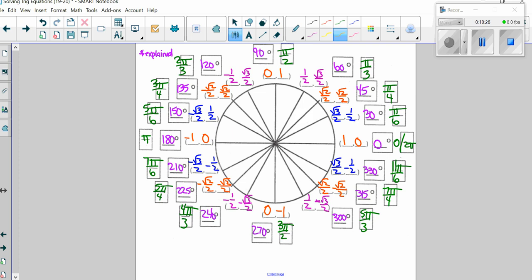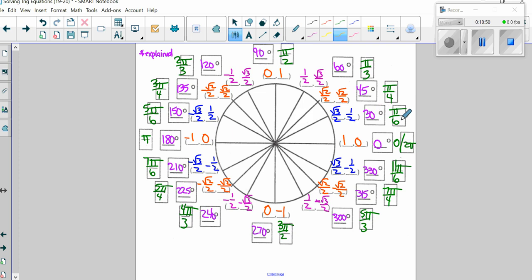Remember that when we look at radians, all the way around the circle is 2 pi, so half of that is pi, half of that's pi over 2, and then we can count and go 1 pi over 2, 2 pi over 2, 3 pi over 2, 4 pi over 2. Half of that is pi over 4, and we can go 1 pi over 4, 2 pi over 4, 3, 4, 5, 6, 7, back to 8.